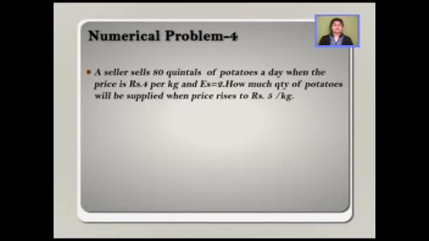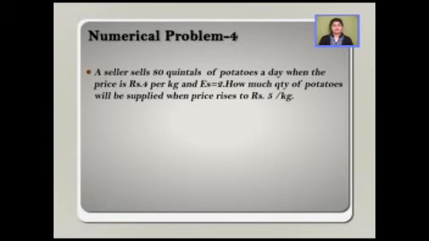The first problem that we are going to take up is: a seller sells 80 quintals a day when the price is rupees 4 per kg and elasticity of supply is 2. How much quantity of potatoes will be supplied when the price rises to rupees 5 per kg? So students, just note here what things you have been provided with. We have been given the original quantity, or Q0, that is 80 quintals. Then the original price is rupees 4, the new price is rupees 5, and delta P, the change, is rupee 1. Now, the new quantity, that is Q1, we have to calculate, and elasticity of supply is given to be 2.